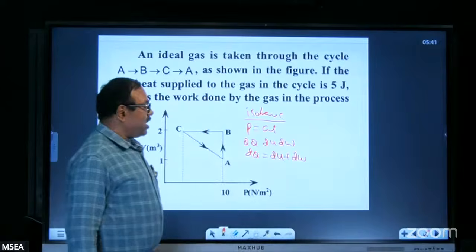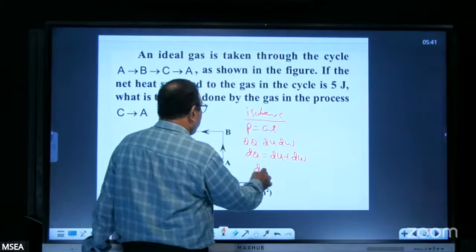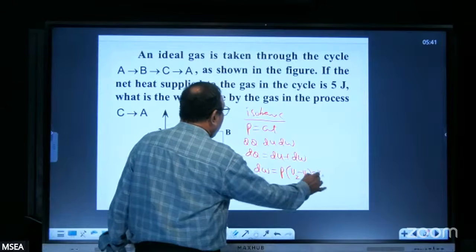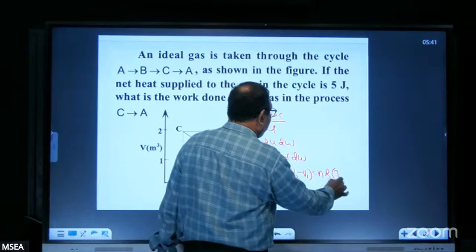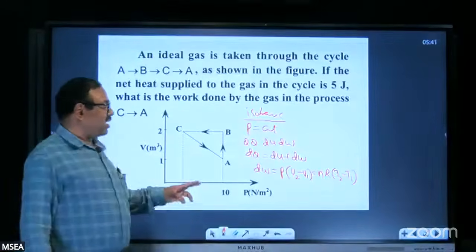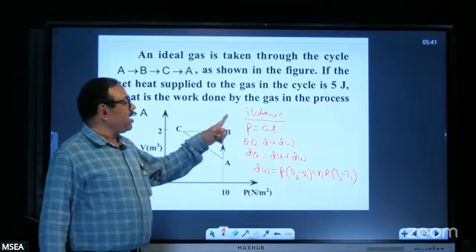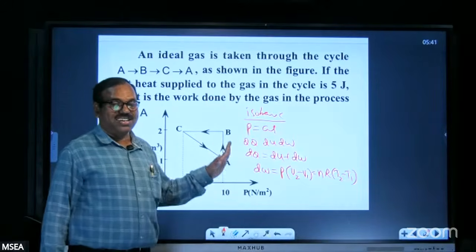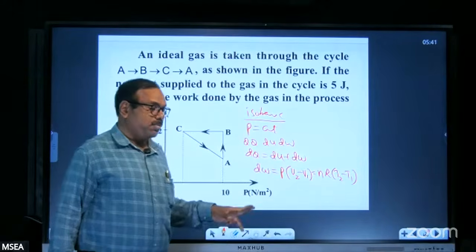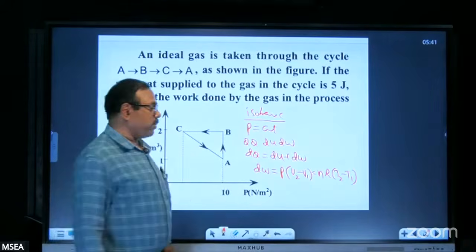Okay, right. Now, what about the dw in isobaric process? In isobaric process, pressure is constant, so work done is P into V2 minus V1, or PV is equal to nRT, so nR into T2 minus T1. This is the work done in isobaric process. So these things you have to remember: pressure is constant, dq, du, dw are present, dq is equal to du plus dw, and dw is equal to P into V2 minus V1, or nR into T2 minus T1.